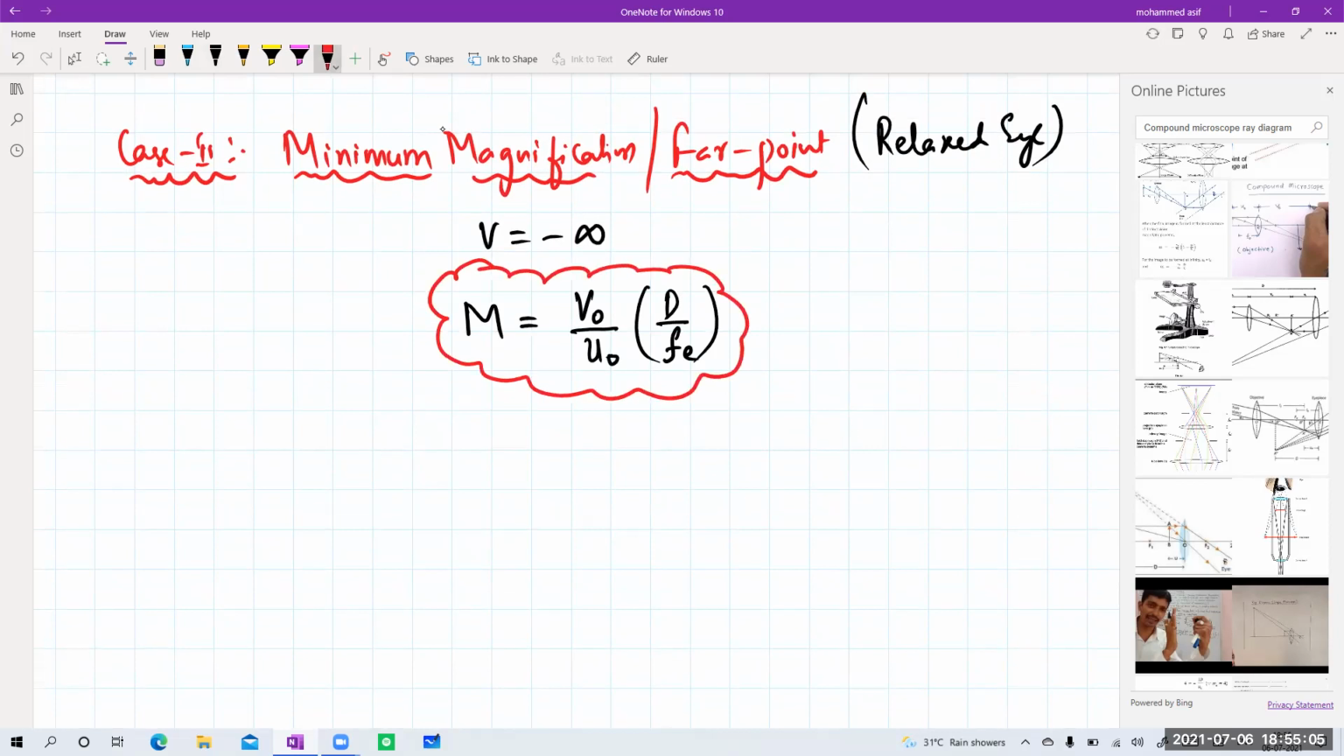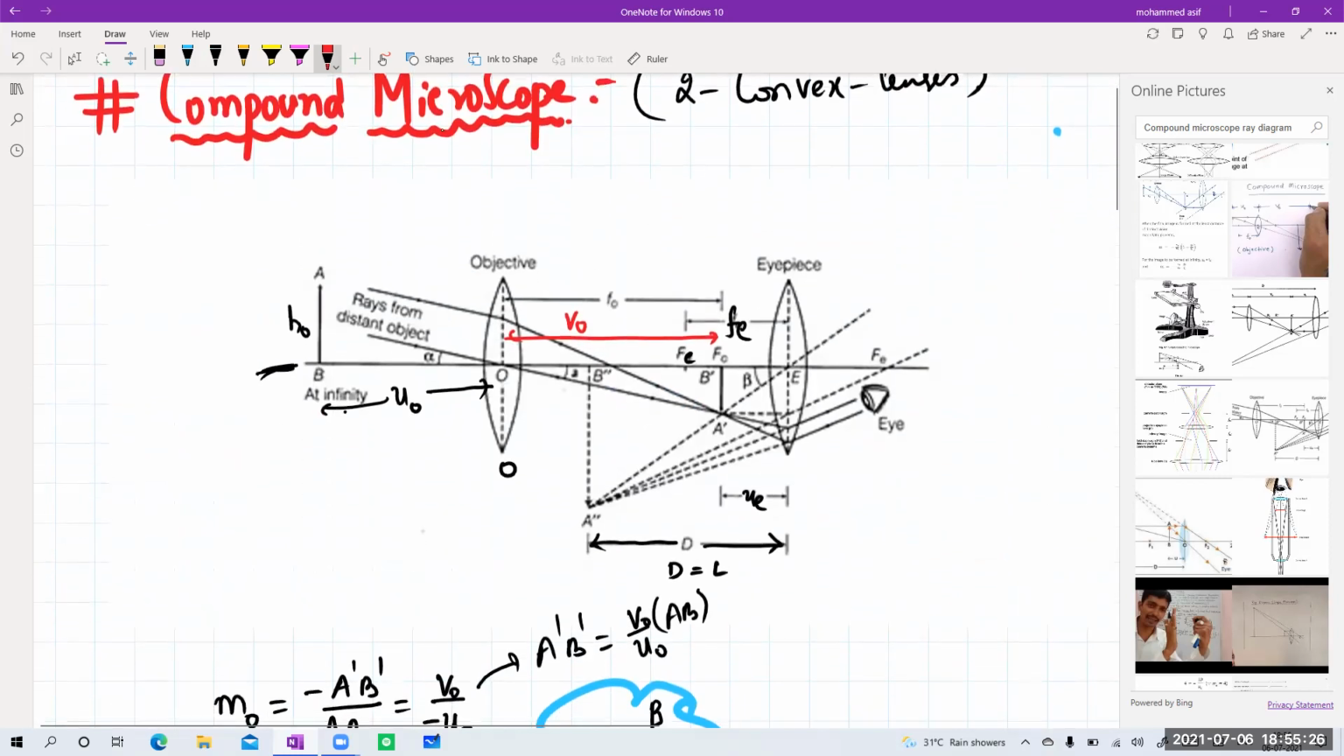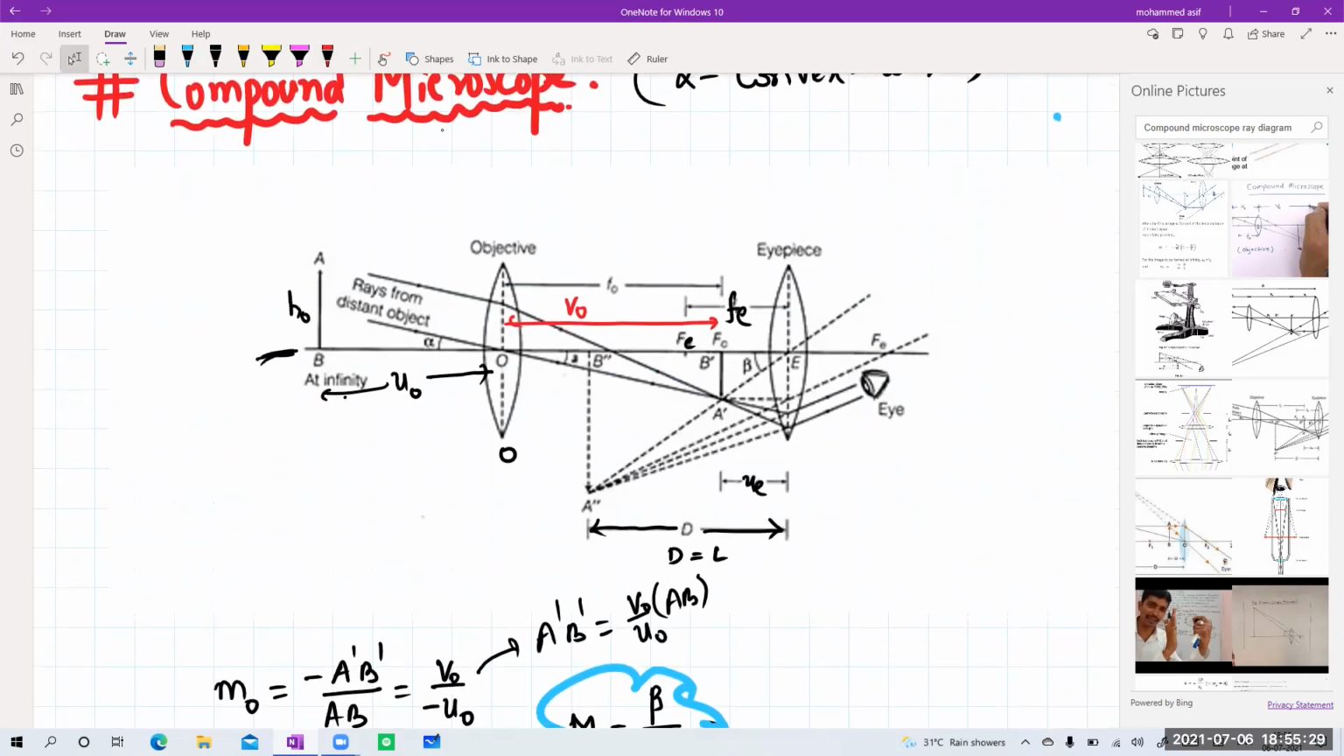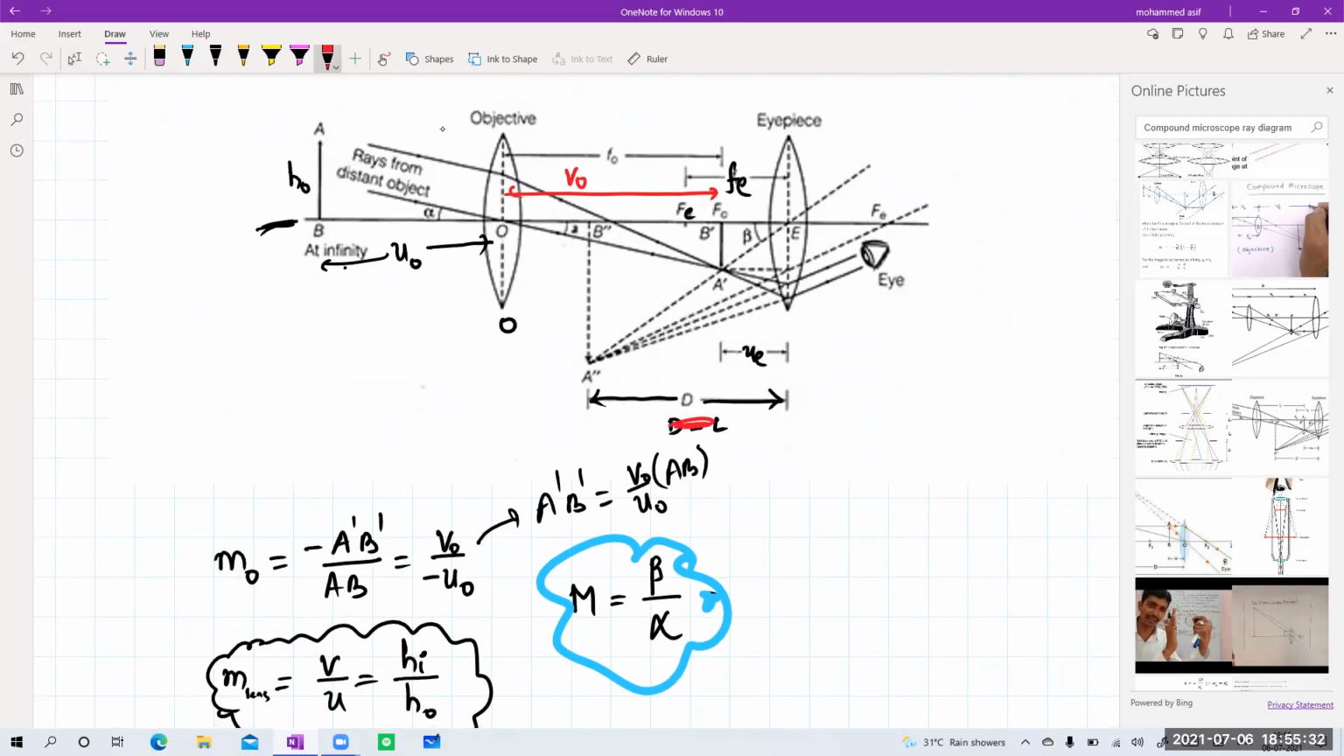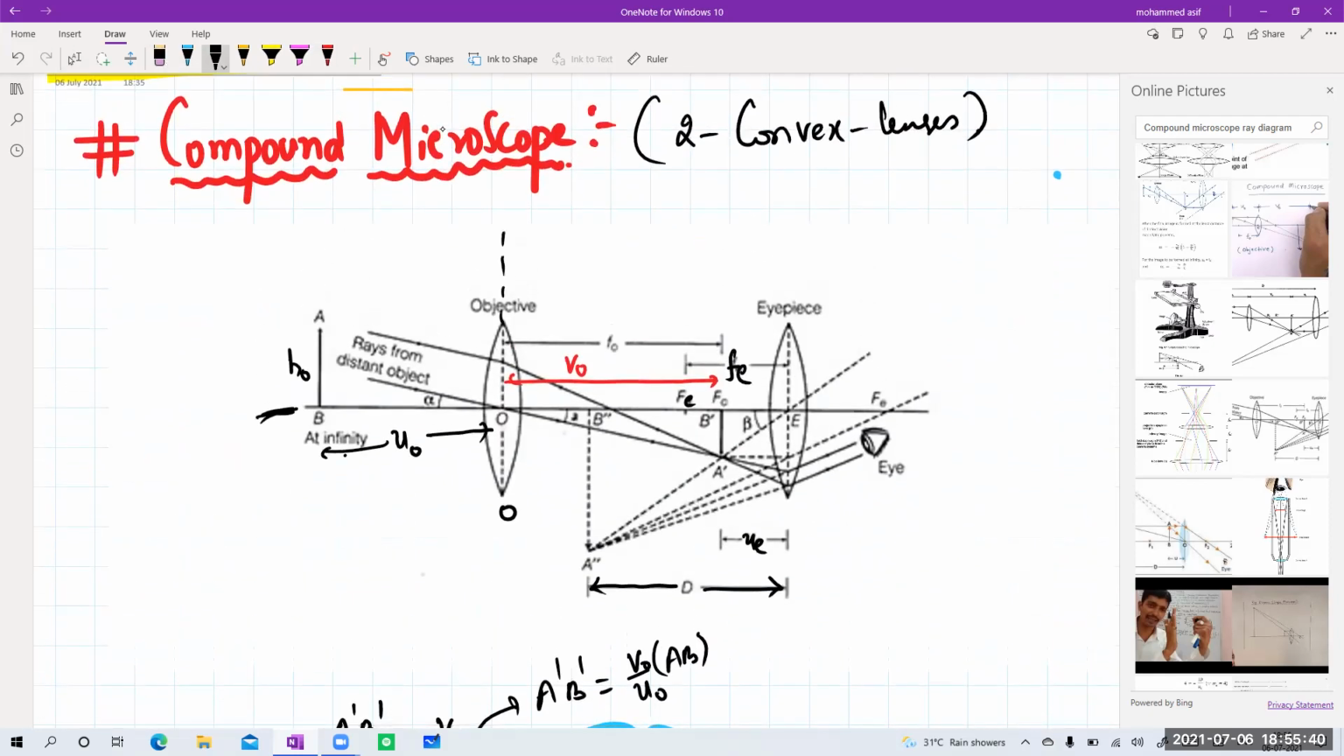Now tell me, what will be the length of the microscope? See the diagram. I'll show you the diagram right now. This is the total distance D, the least distance of distinct vision. The length of the microscope will be the distance from here to here.